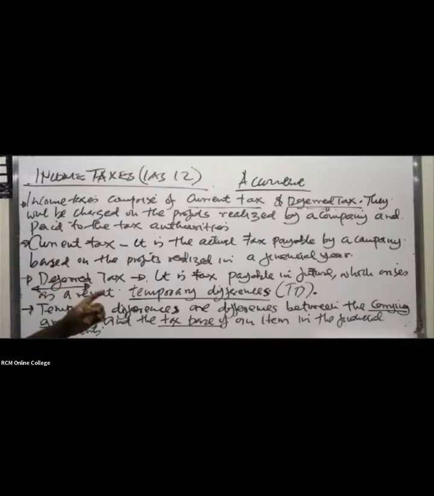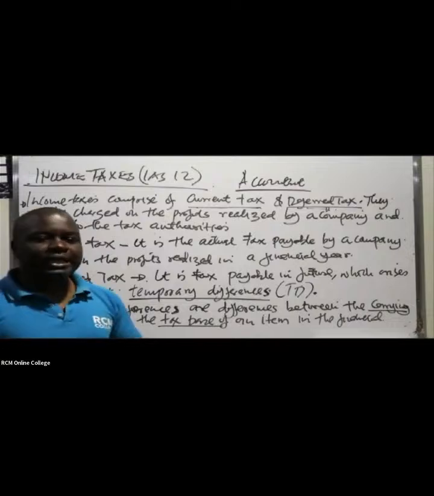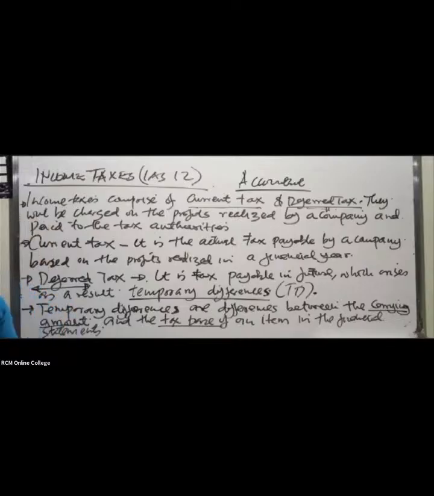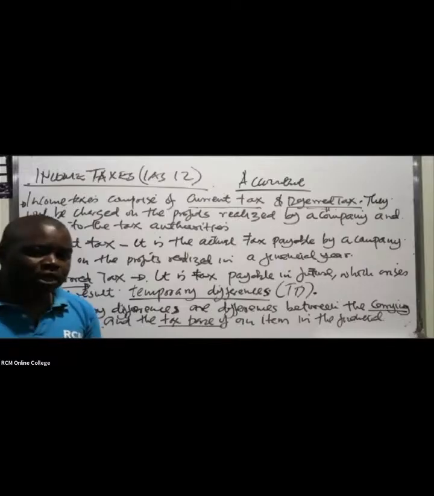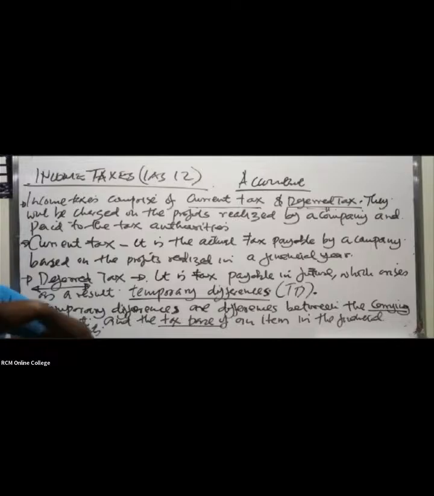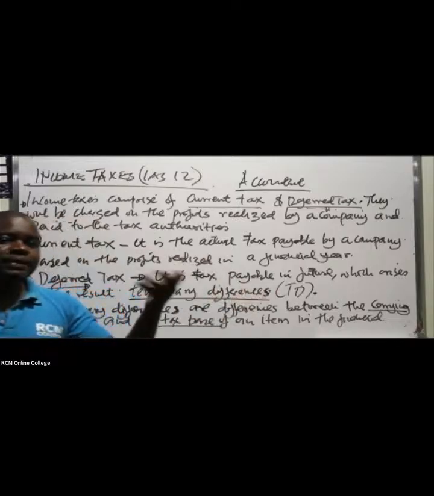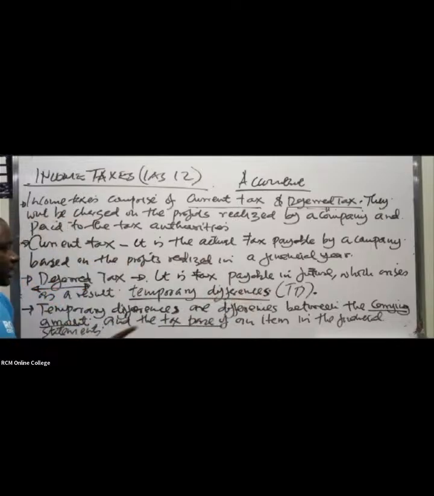And therefore we end up having to call them what? Temporary differences. As a result of these temporary differences, there are taxes that will likely arise, which the taxman won't claim now, but might claim in future, or they'll be set off in future as a result of what? Changes in the temporary differences.